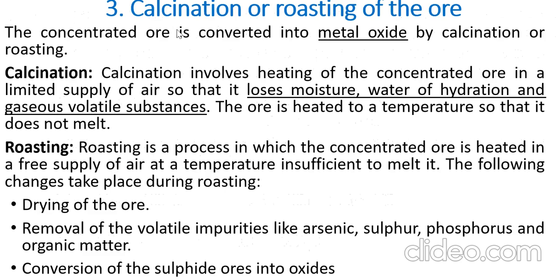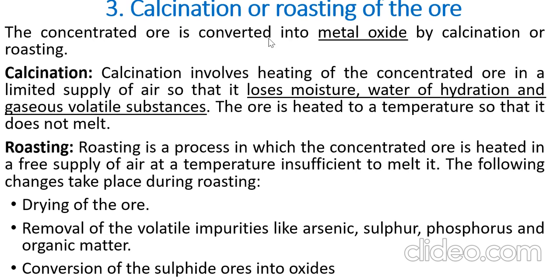So the third stage now is calcination or roasting. After dressing, after increasing the concentration of the metal you are interested in and removing the earthly impurities, that's in the second stage. Then the next stage is calcination or roasting. So there are two different things, but they are similar.